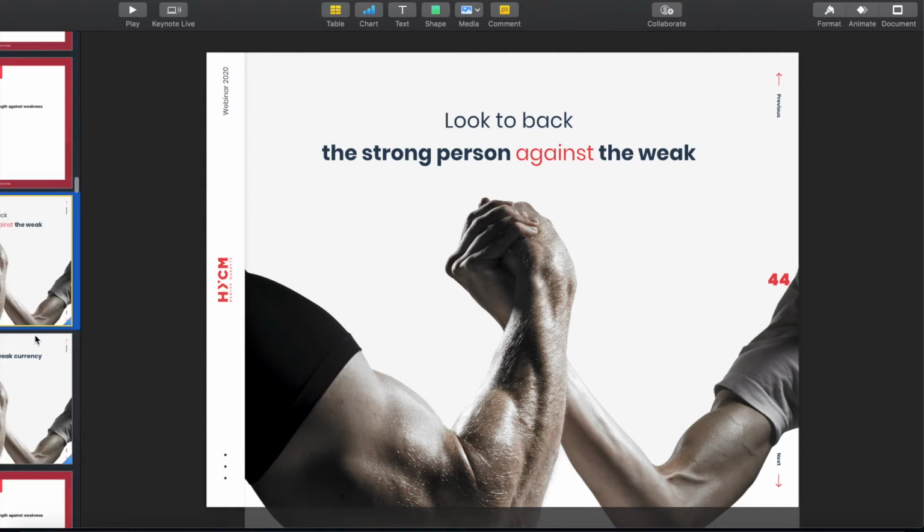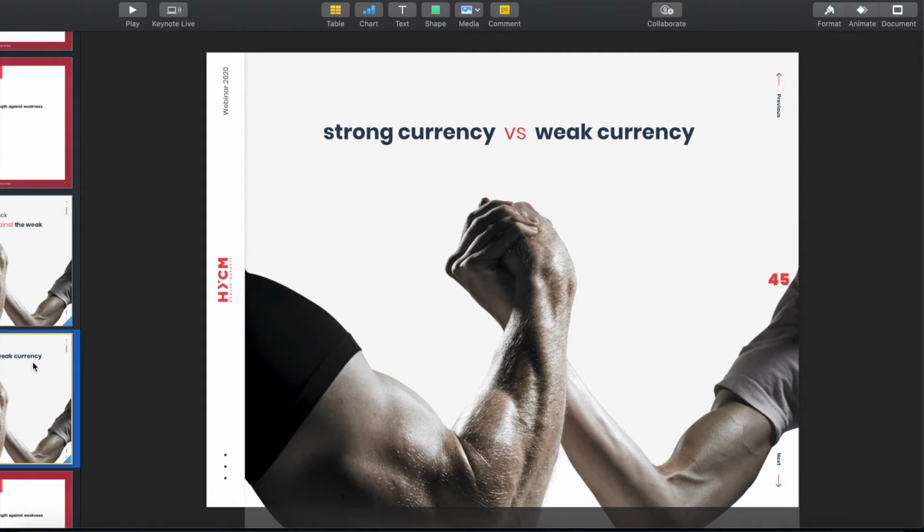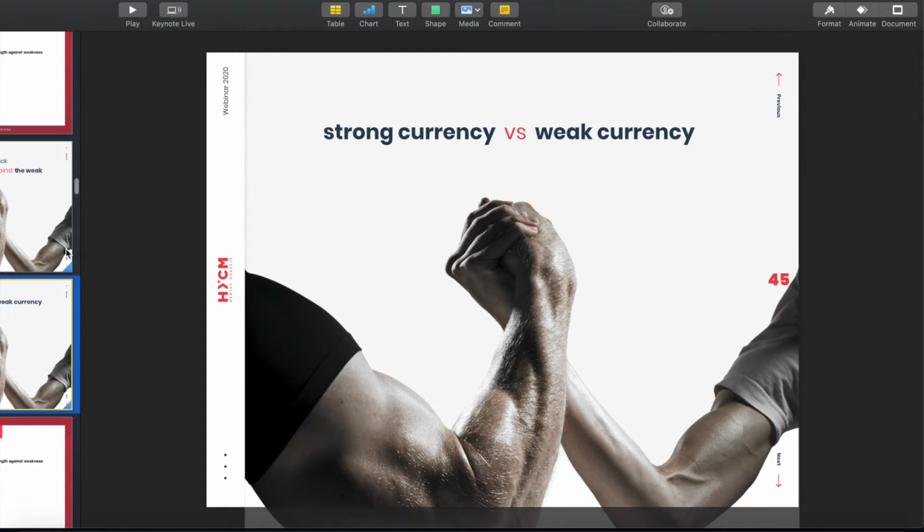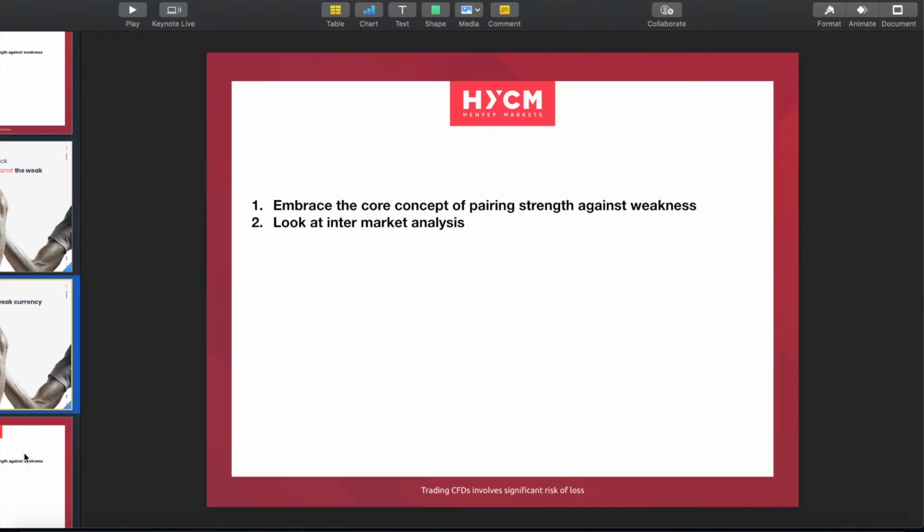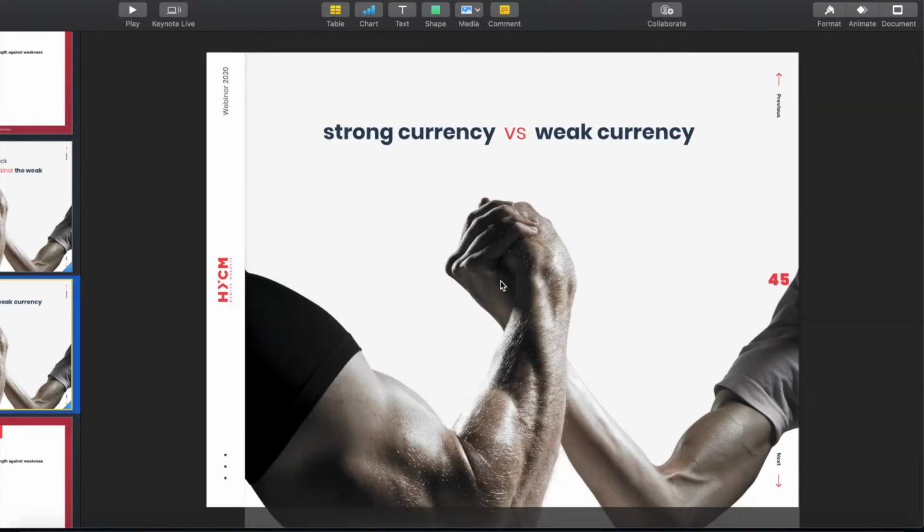In exactly the same way, in order to develop a high probability currency pair to trade for the day, we're looking to pair a strong currency against a weak currency. So the first thing that we're looking to do each and every day is to pair strength against weakness.